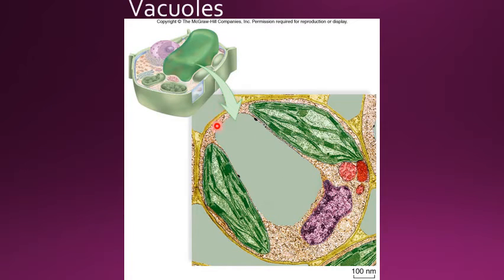So here's that central vacuole in a plant cell. See how it takes up, in this cell, about half the space, maybe even 40%.